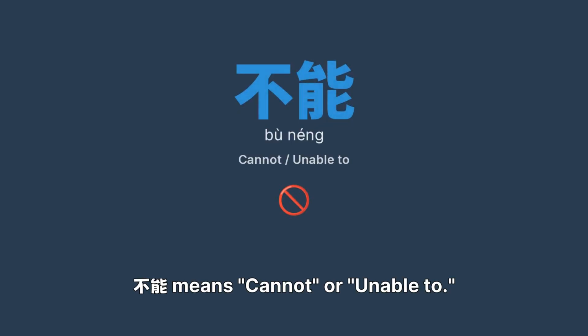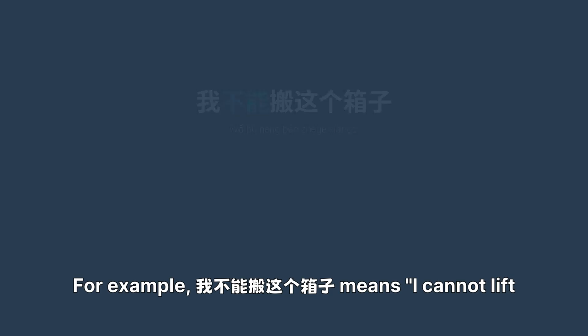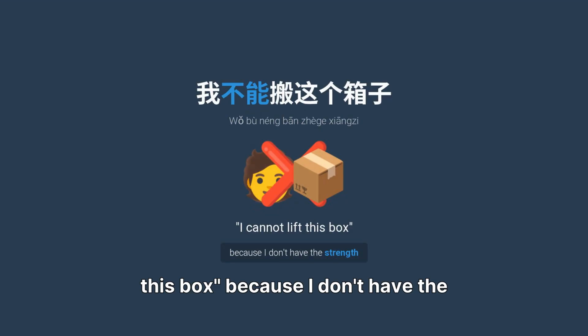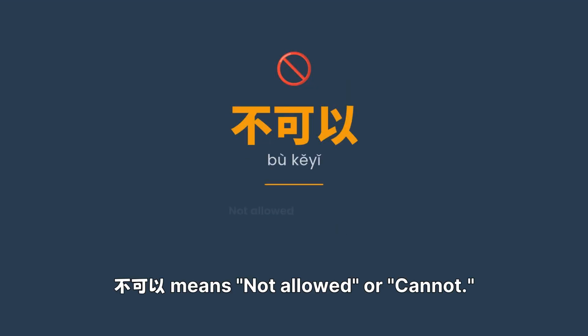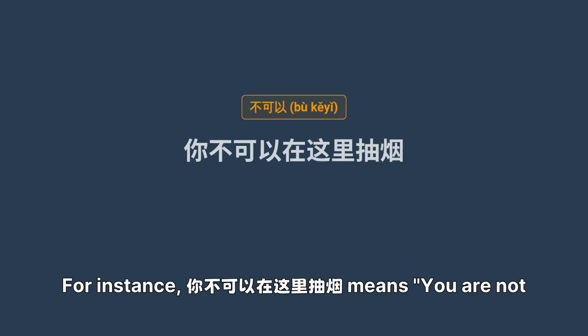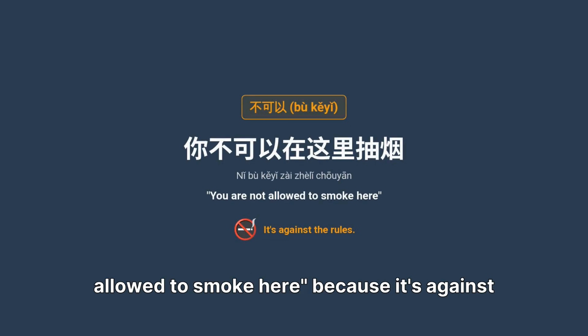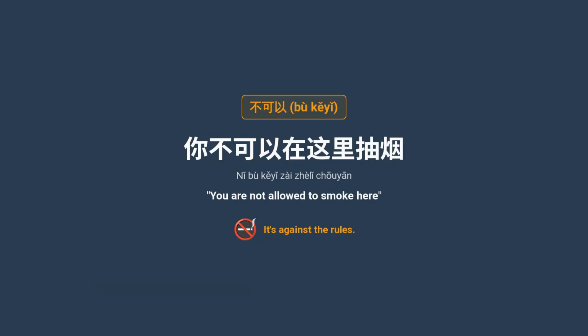Let's also look at the negation differences for both terms. 不能 means cannot or unable to. For example, 我不能搬这个箱子 means I cannot lift this box because I don't have the strength. 不可以 means not allowed or cannot. For instance, 你不可以在这里抽烟 means you are not allowed to smoke here because it's against the rules.